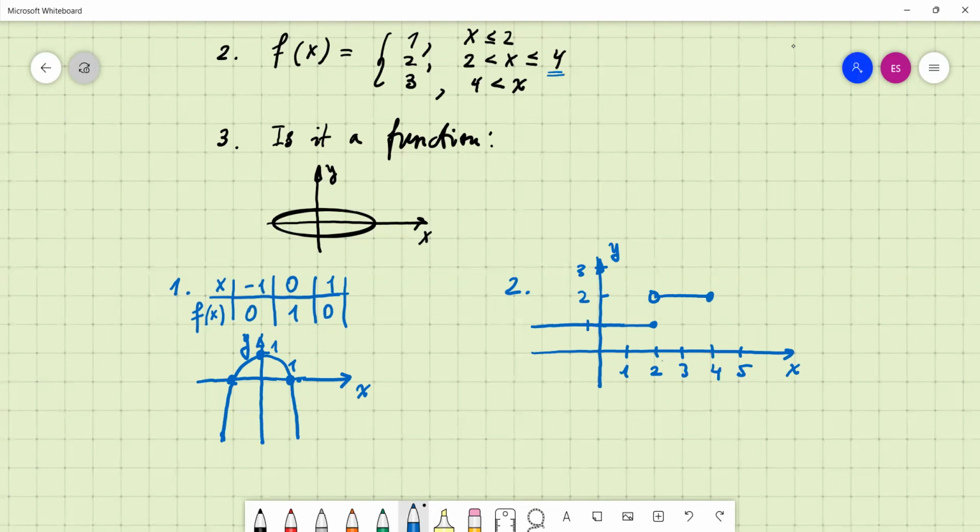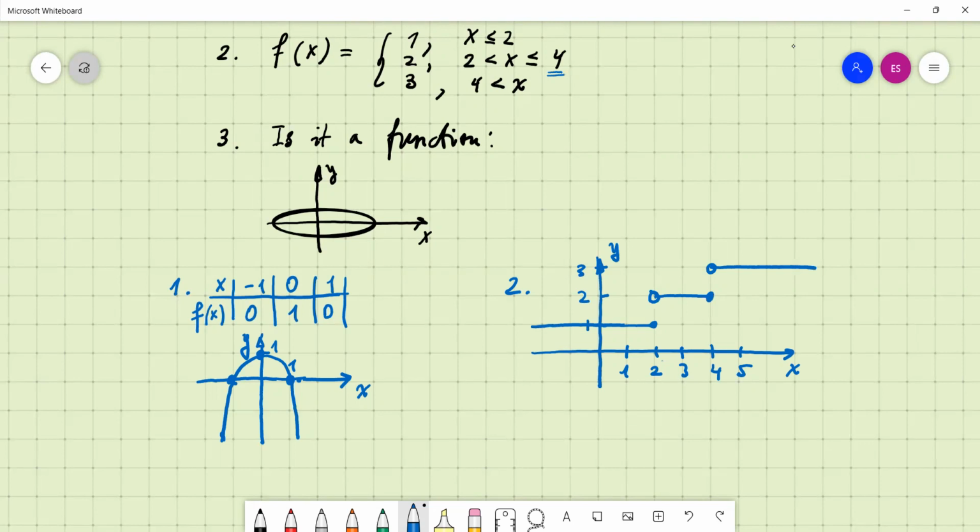The last interval is from 4 to infinity, and the function is equal to 3, the constant. 3 is over here, right? Y equals 3. And again, I'm going to put a hole over here because when x equals 4, it's not 3. When x equals 4, it equals 2, which belongs to the previous interval. And that's my function. Looks a little bit crazy, but still, why not?